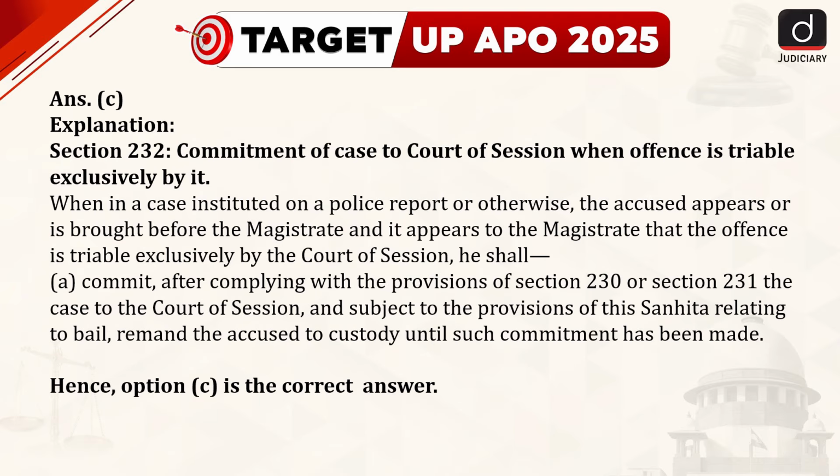Section 232 of the BNSS deals with commitment of case to Court of Session when offence is triable exclusively by it, and states that when in a case instituted on a police report or otherwise the accused appears or is brought before the magistrate and it appears to the magistrate that the offence is triable exclusively by the Court of Session, he shall commit, after complying with the provisions of Section 230 or 231, the case to the Court of Session, and subject to the provisions of this Sanhita relating to bail, remand the accused to custody until such commitment has been made. So the correct answer is option C.